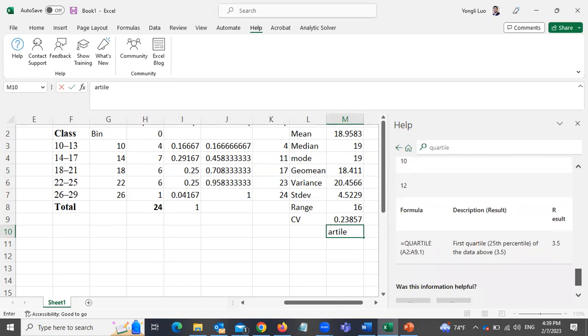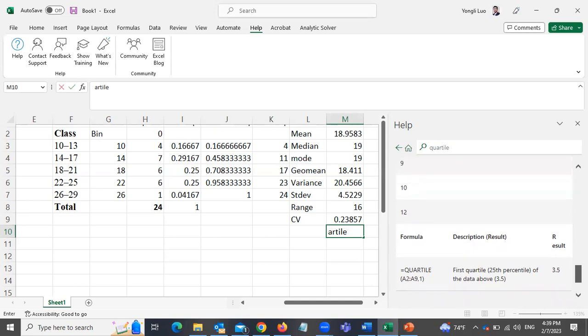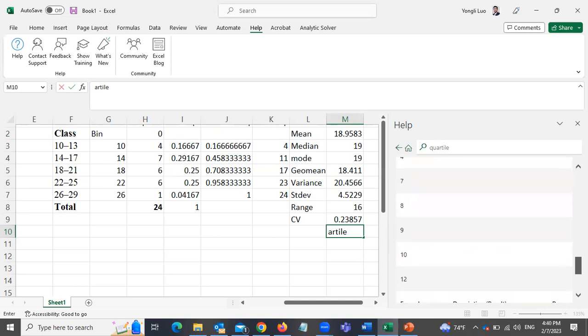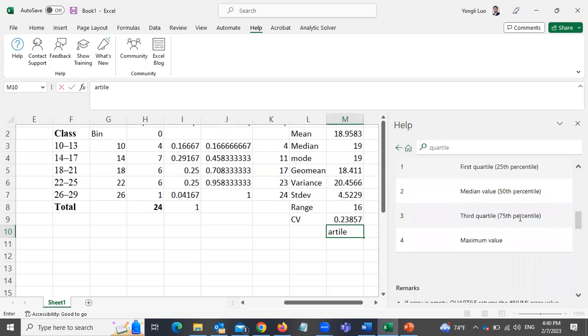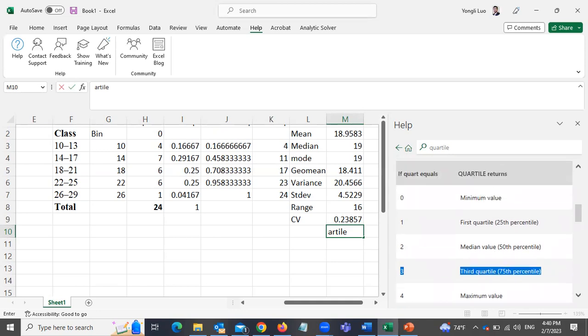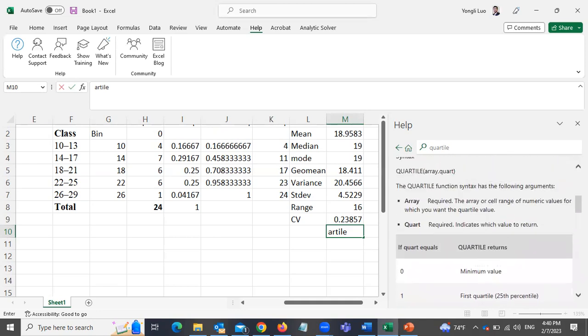Usually you select all the data, and then if you add comma 1, that's the first quantile. If it is 3, that means the third quantile. The second quantile is basically your median. It's going to be the same. Okay, so let's do the quantile.